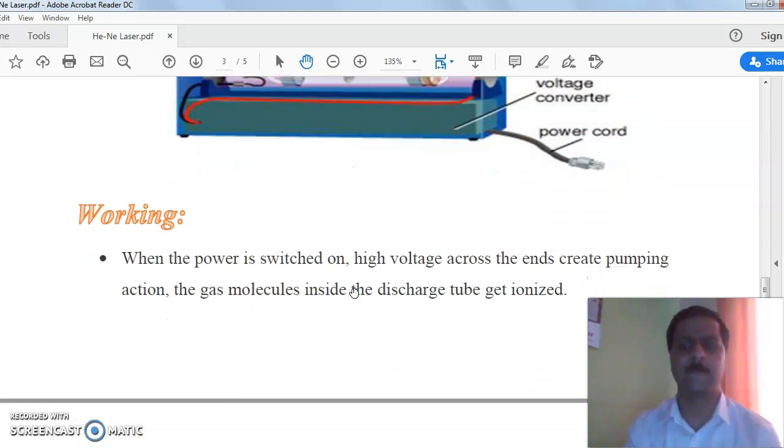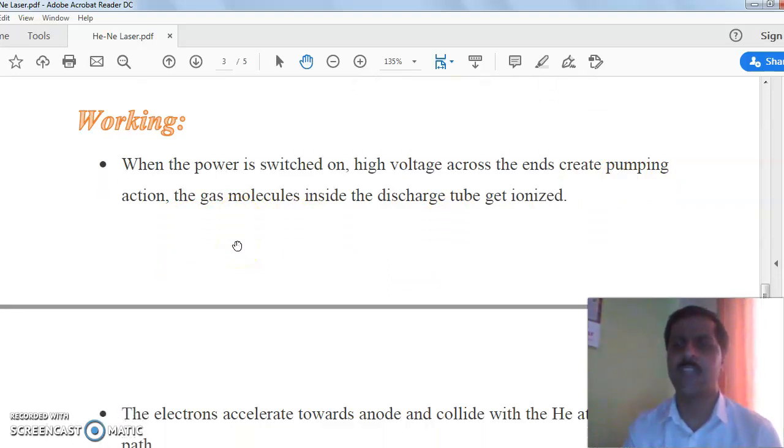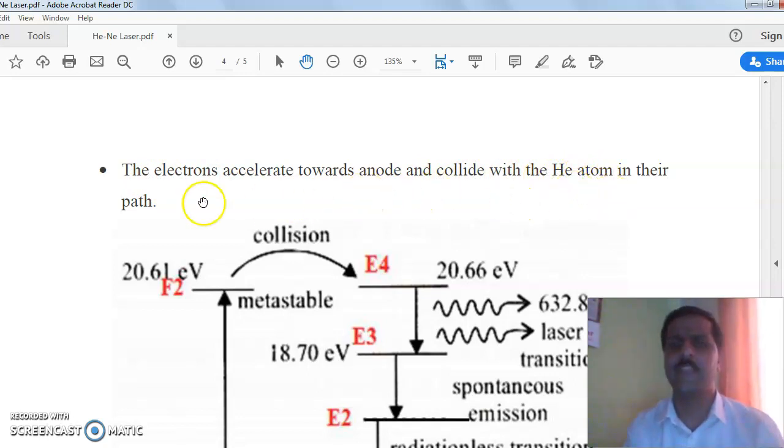Come to the working. How does the helium neon laser work? When the power is switched on, the high voltage across the ends of the discharge tube creates a pumping action. The gas molecules inside the discharge tube get ionized. Due to ionization, the electrons accelerate toward the anode and collide with the helium atoms in their path.